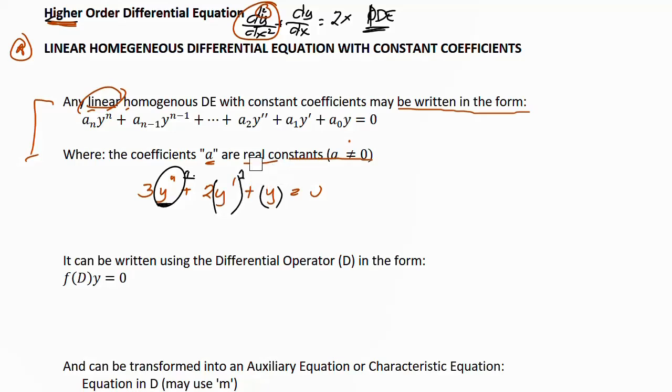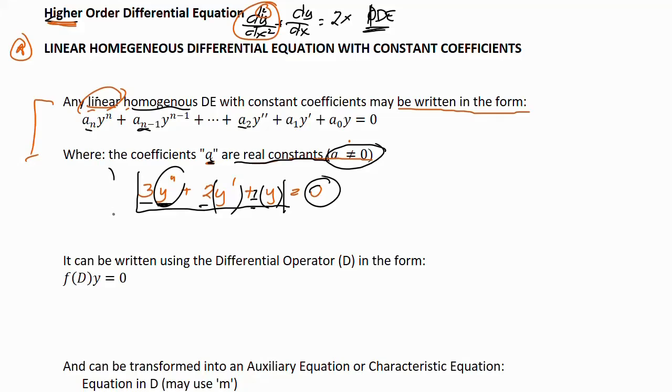So the coefficients here are 3, 2, and of course our 1 here. These coefficients a are real constants, which are not equal to 0. So again, we have a linear equation here that is equal to 0, then it is said to be a homogeneous differential equation with constant coefficients. So any equation written in this form is a linear homogeneous differential equation.